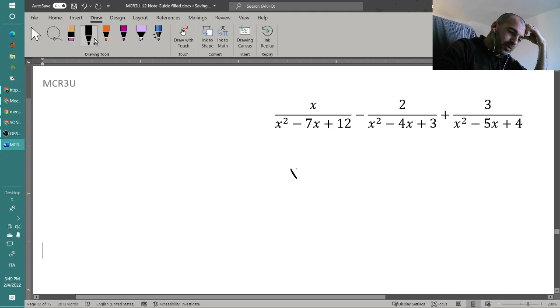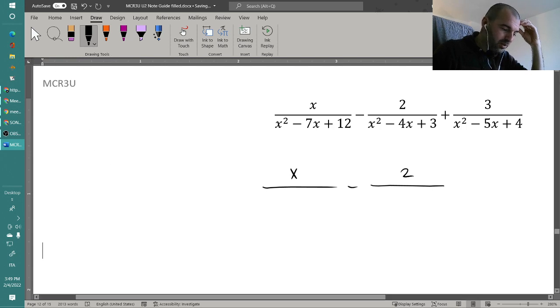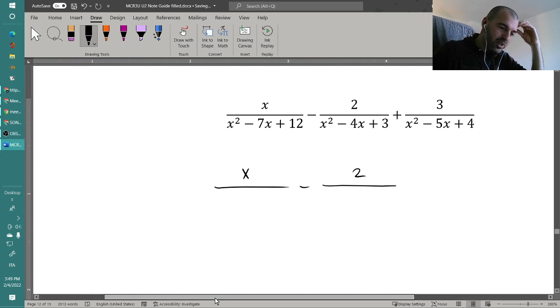Now, we've got this is another one. I'm going to try to keep the same approach here.